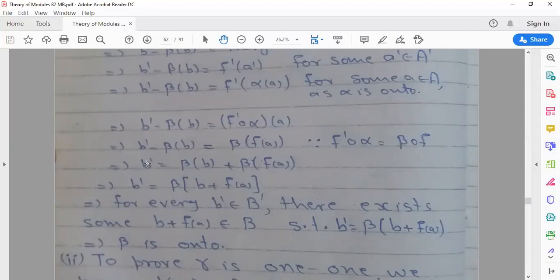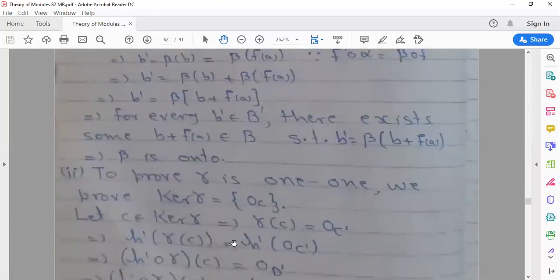After this we write b' on one side, and we move beta of b to the other side, like beta of b plus beta of f of a. We again take beta common and write beta of b plus f of a. For every b' belonging to B', there exists b plus f of a belonging to B. This element also belongs to B, and f of a is also, since it is a function defined from A to B. So the element also belongs to B such that b' is equal to this. So beta is onto. So we have proved that beta is onto.